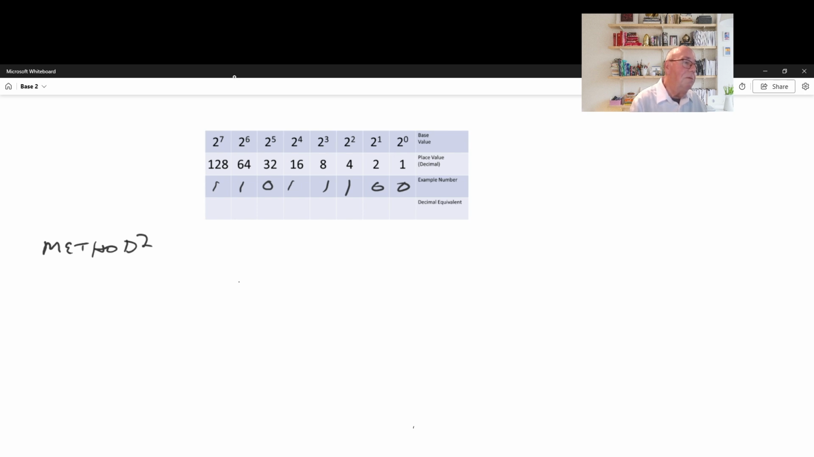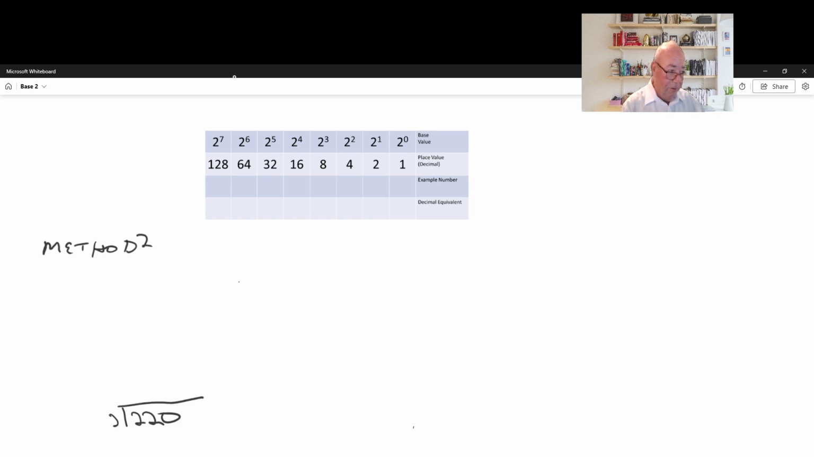Method 2. Okay? We'll start with 220 again. Method 2 is a division method. So what we're going to do is keep dividing by 2 until we get to a 0 result. So let's start here.